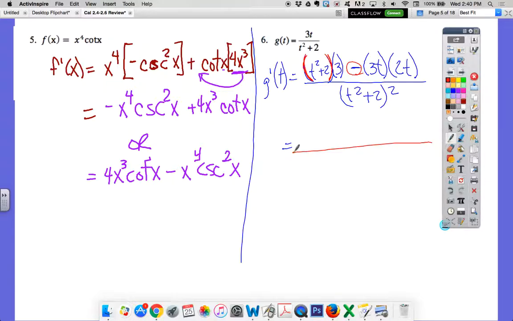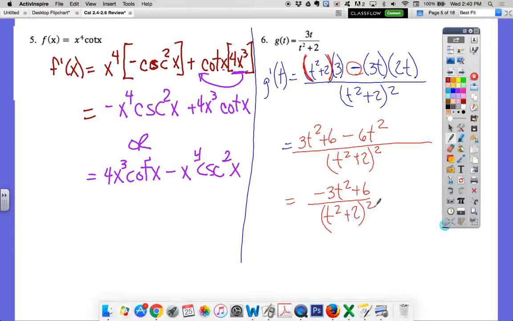So let's see here. We're going to do 3 times t squared. You're going to do 3 times 2, 6. Then we've got minus 6t squared. Don't worry about the bottom. Just leave it all packaged up. Clean up the numerator and you're done. It really doesn't matter the order. You can go descending order, or you can just make the subtraction look good. So you got negative 3t squared plus 6t squared plus 2 quantity squared, and be done with it.